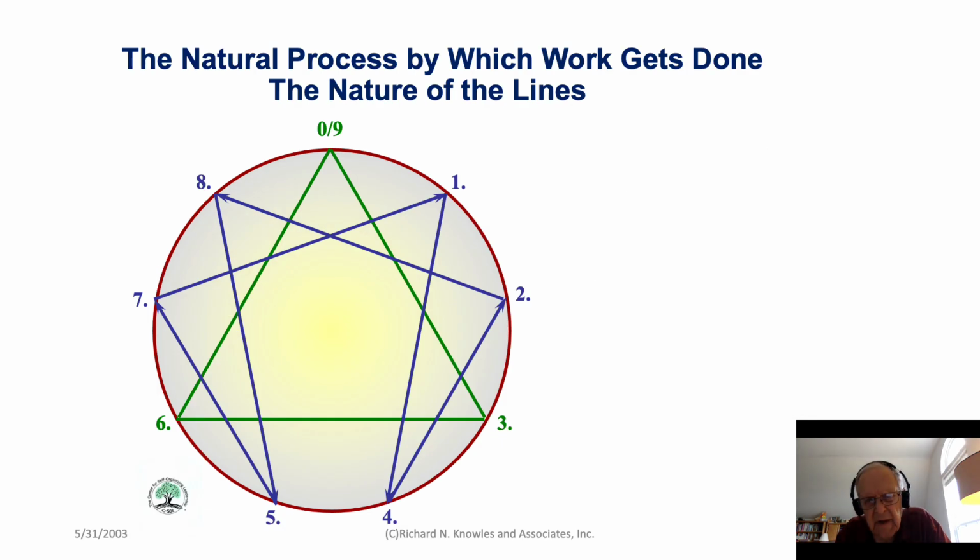Now I want to talk about the natural process by which work gets done, and talk about the nature of the lines from 1 to 4, 4 to 2, 2 to 8, 8 to 5, 5 to 7, and 7 back to 1.